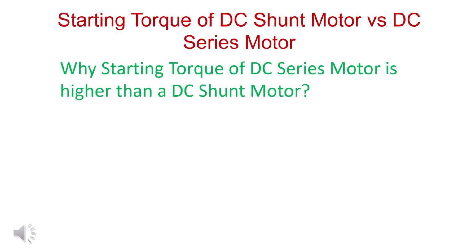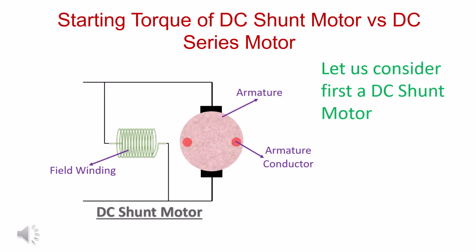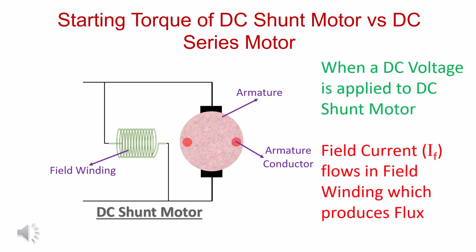Why is the starting torque of a DC series motor higher than a DC shunt motor? Let us consider first a DC shunt motor. When a DC voltage is applied to a DC shunt motor, field current IF flows in the field winding, which produces flux.